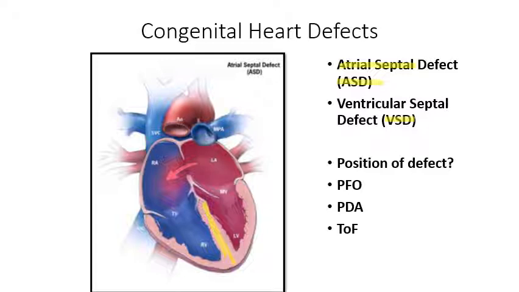The first one is called patent foramen ovale, PFO. Patent foramen ovale, and I will show you how to spell this in a minute on the next slide. Patent foramen ovale is a hole between the two atria. So a patent foramen ovale is a hole in the atrial septum. So a patent foramen ovale is an example of an atrial septal defect.